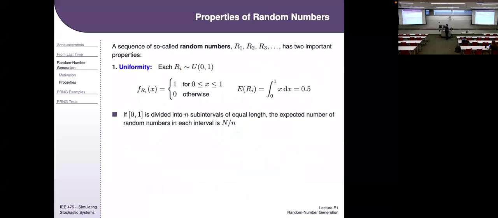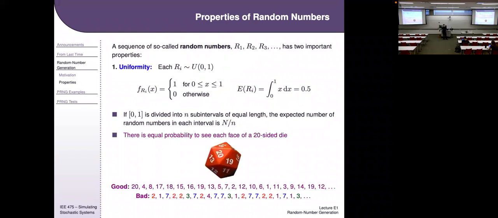So, uniformity, what do I mean by that? That means that each random number is approximately from a uniform distribution between 0 and 1. So if I divide the interval up into n subintervals, the expected number of numbers that fall into each interval is the number of die rolls divided by the number of intervals. That's what I would expect to be the case. Or there's an equal probability to see each face of the die.